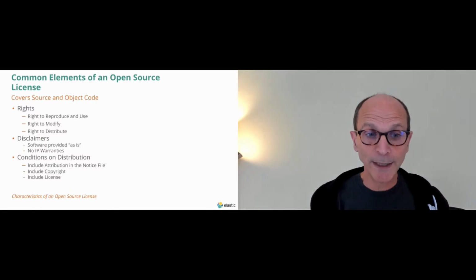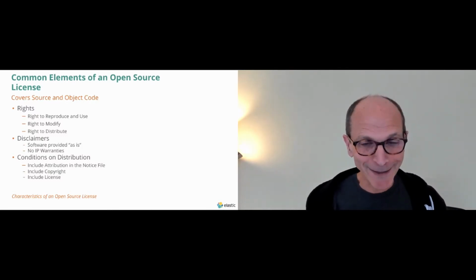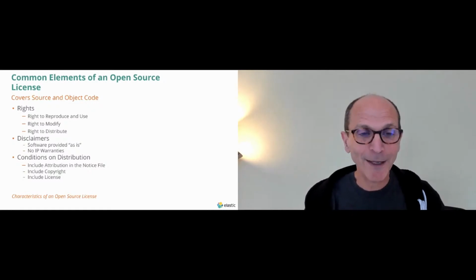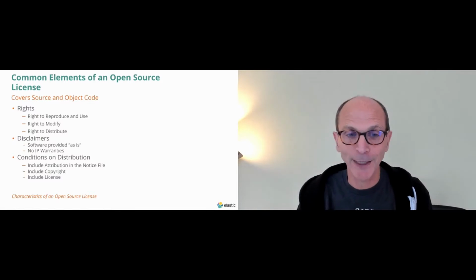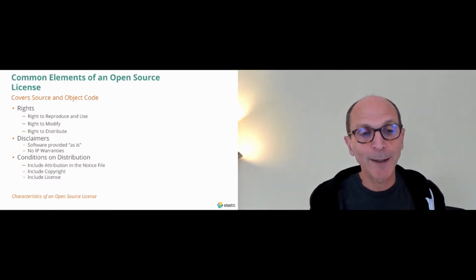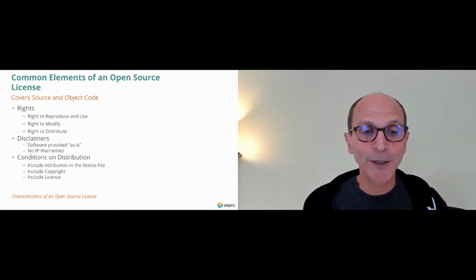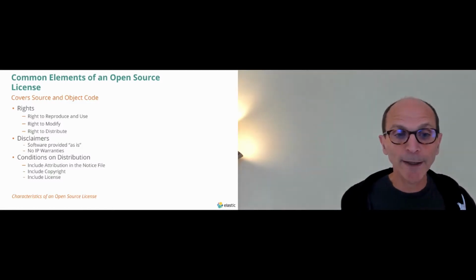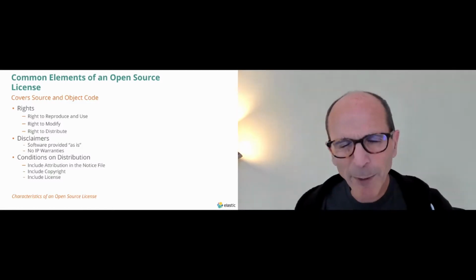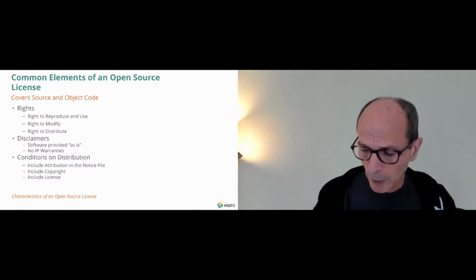There's also disclaimers. The software is always provided as is. There's no reps or warranties as to the functionality of it, and there's no intellectual property warranties. No one's going to give you protection against a lawsuit if somebody claims that the code infringes. And then there are minimum conditions on distribution of attribution in the notice file, including the copyright and a copy of the license. Frequently, I think almost in every case, it needs to be included. These are common to all open source licenses.